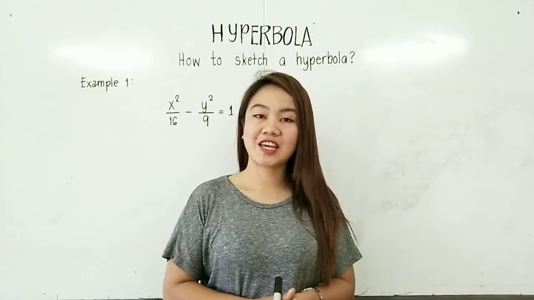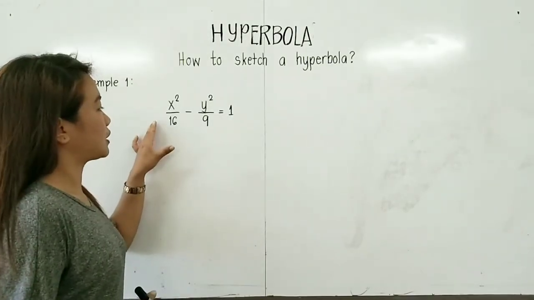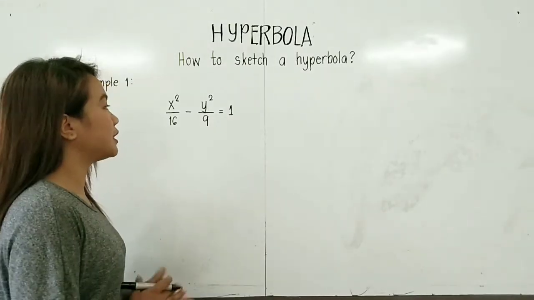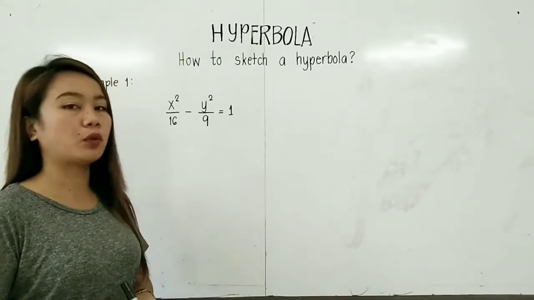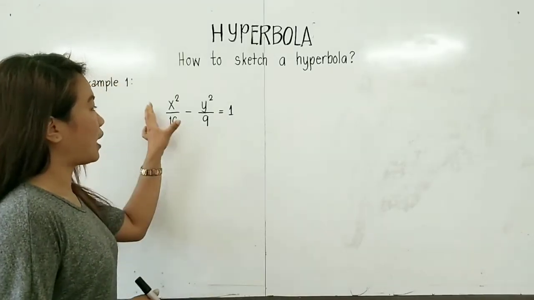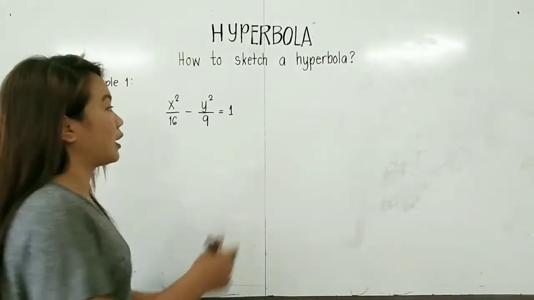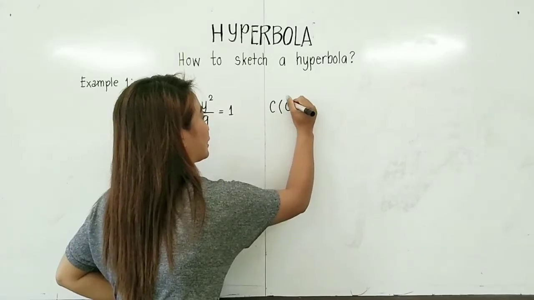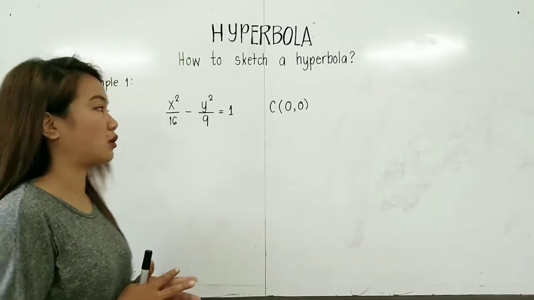Now let us study how to sketch a hyperbola. We have here an equation, x squared over 16 minus y squared over 9 is equal to 1. So the first step is we will identify the center and the position of this hyperbola. Since we don't have the h and k values here, we can conclude that the center of this hyperbola is at the origin. So it has coordinates of (0, 0).